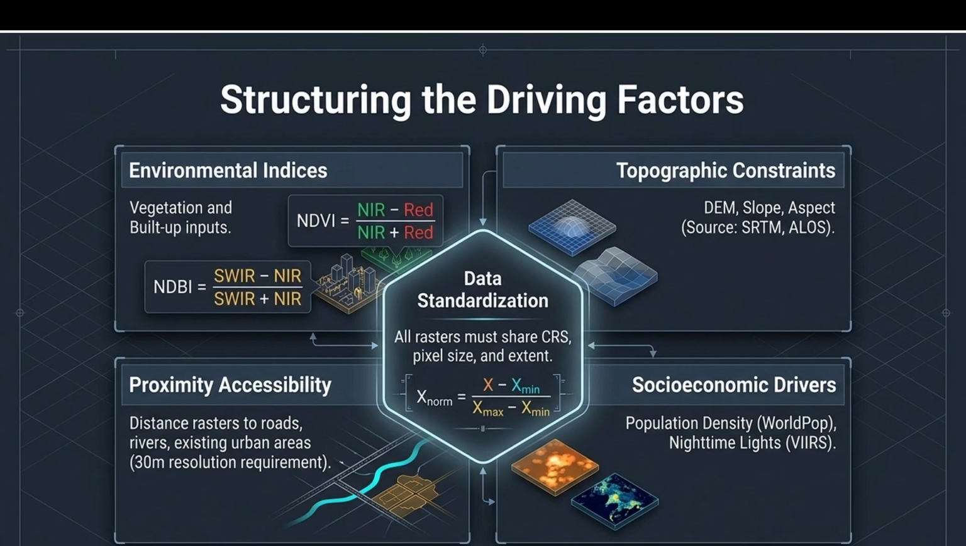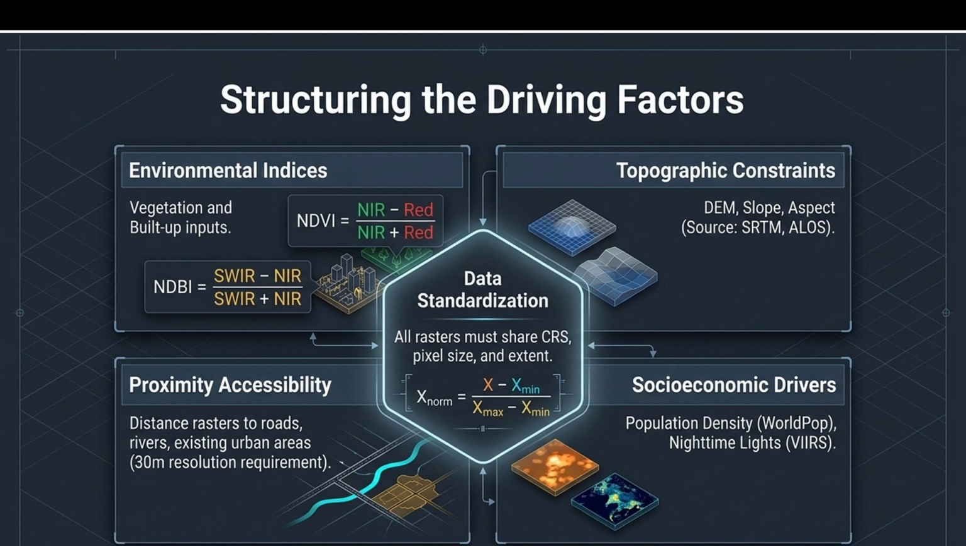Then if you check the driving factors, we can add different types of driving factors. So here I include some driving factors. Suppose environmental indices we can add, different types of environmental indices as driving factors. Suppose NDVI for vegetation, and NDBI for built-up, we can also add. Further, we can also use different types of topographic factors. Suppose DEM, then slope, then aspect we can also add. And also proximity and accessibility: distance to river, distance to road, distance to urban areas.